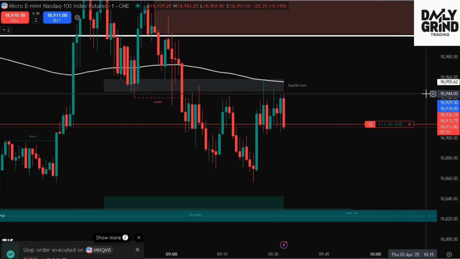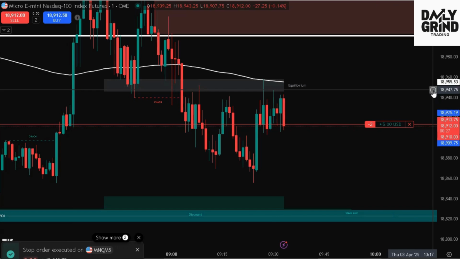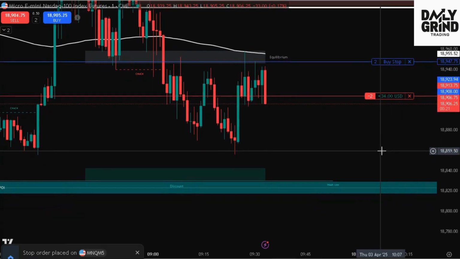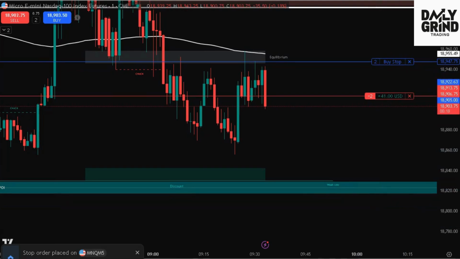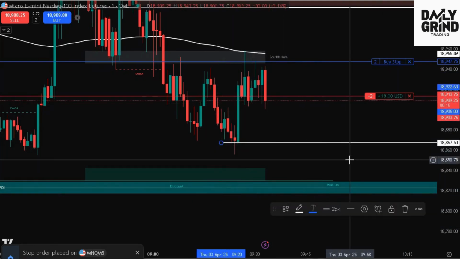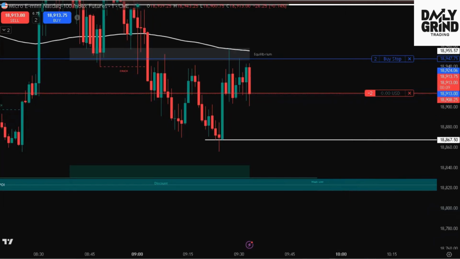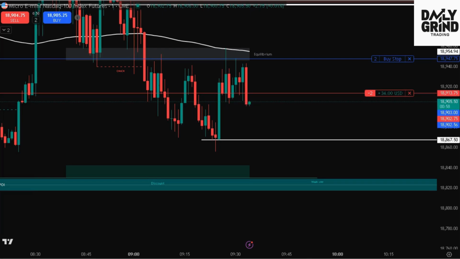Just got triggered into that short position. I'm going to put my stop loss above these highs, and I'm going to be looking to target these lows here, around 1867. Sellers are coming into the market. I like that candlestick on the 1 minute chart, a big bearish candle.